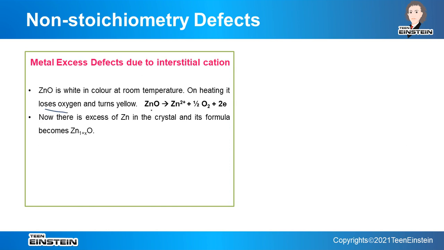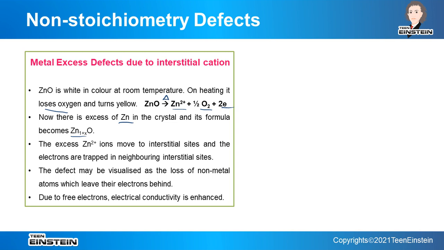According to this equation, we heat ZnO, Zn2+ is generated, oxygen is removed, so now the amount of oxygen is less, and there is also generation of electrons. So now we can say that there is excess of Zn in the crystal because some amount of oxide ion is removed in the form of oxygen gas. So there is excess Zn in the crystal, and its formula will be Zn(1+x)O. Before defect formation, the ratio of Zn2+ and O2- is 1:1, but now the ratio is 1+x:1. It is not the same.